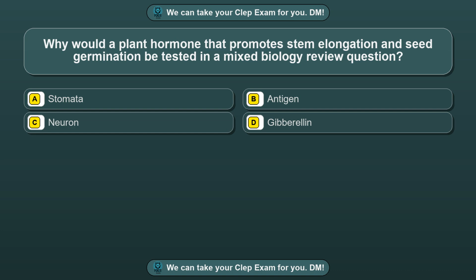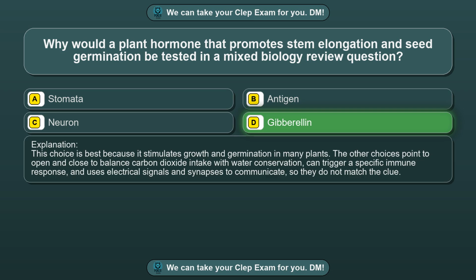Question 48. Why would a plant hormone that promotes stem elongation and seed germination be tested in a mixed biology review question? Option A, stomata. Option B, antigen. Option C, neuron. Option D, gibberellin. The correct answer is option D, gibberellin.